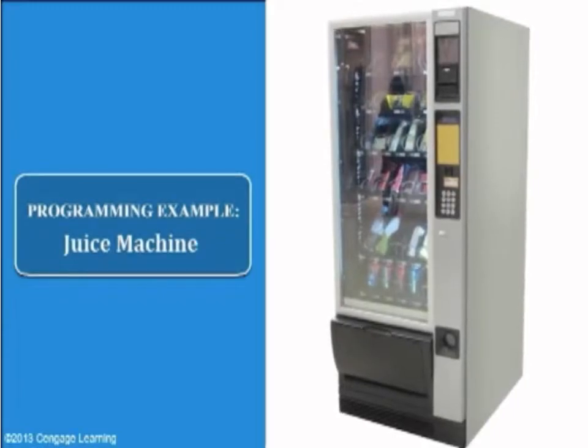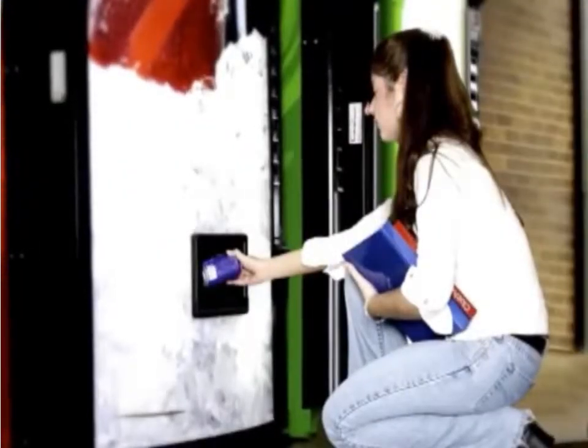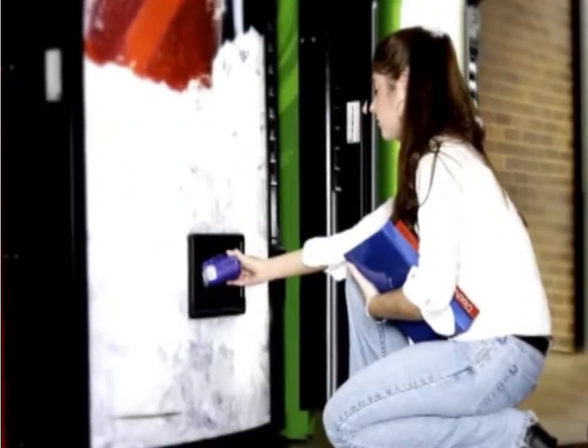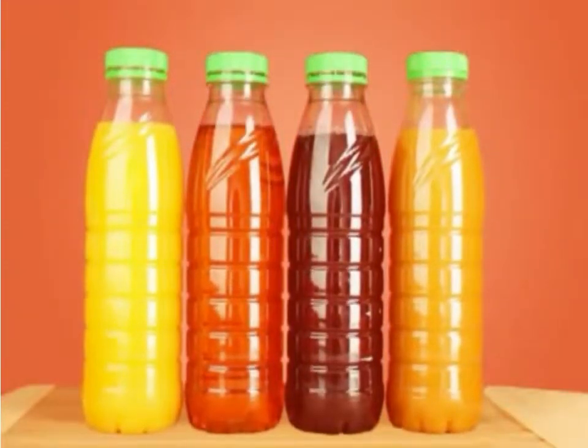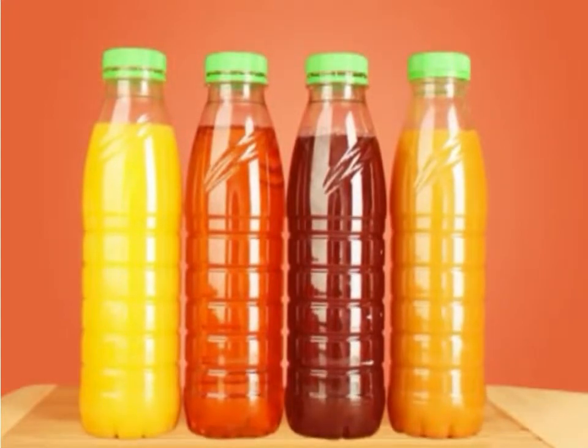Programming example for juice machine. A new juice machine has been purchased for the gym, but it is not working properly. The machine sells orange, apple, mango, and strawberry banana juices.